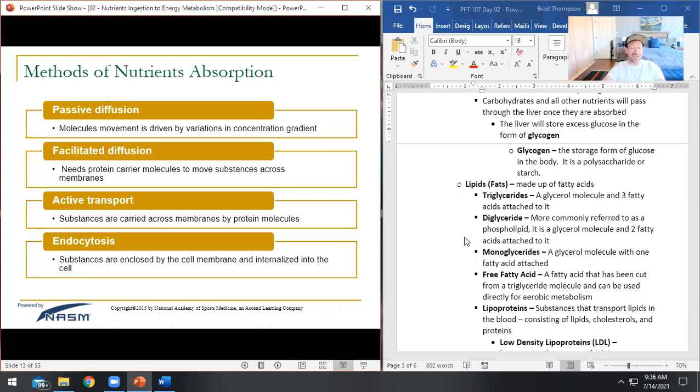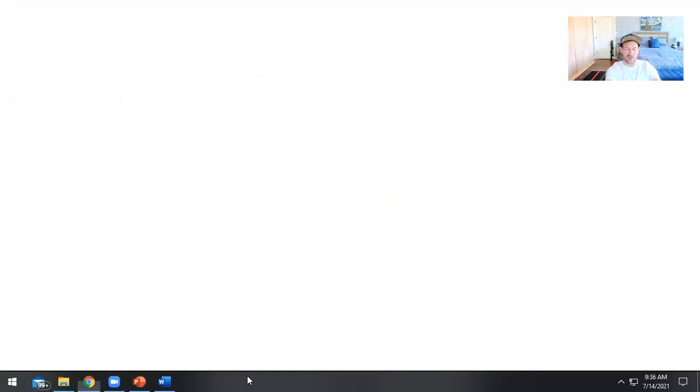And then you have endocytosis, and endocytosis is my favorite. Endocytosis means devouring cell action, by the way, and it is where a substance is enclosed by a membrane.